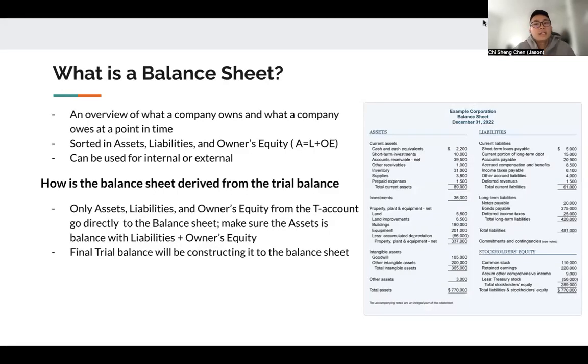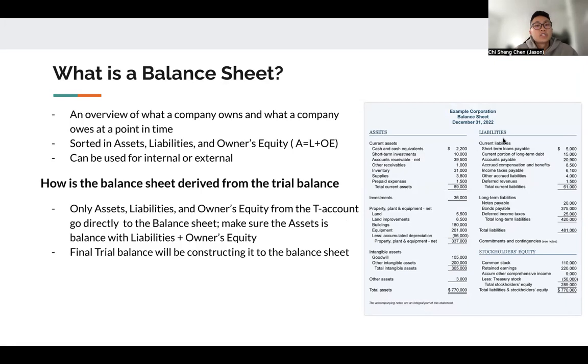All right, for the balance sheet, it is an overview of what the company owns and what the company owes at a point in time. So it's sorted with assets on the top, liabilities, and owner's equity at the bottom, and it should always balance: the assets and the liabilities plus owner's equity. It can be used for internal or external purposes. And I've also shown an example on the right side for you.